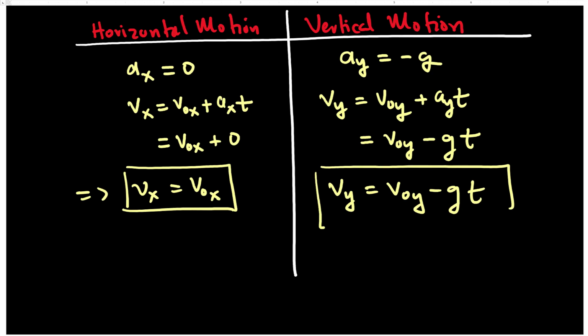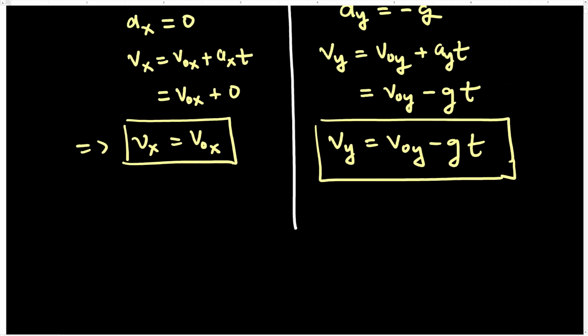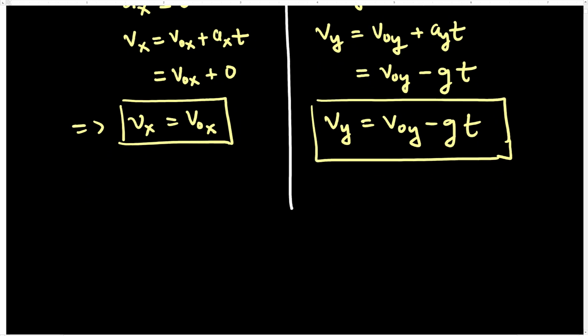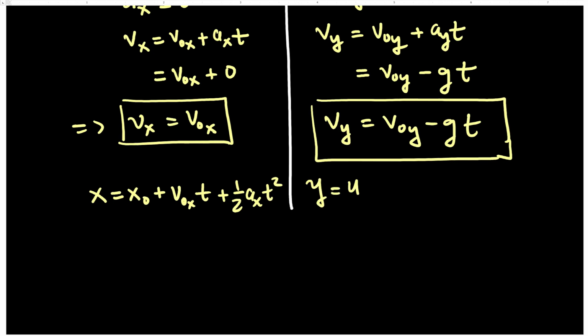What this tells you is that the vertical velocity actually decreases to 0 at maximum height and then increases uniformly. We will draw this later in a graph. Now, similarly, x will be equal to x naught plus voxt plus 1/2 ax t squared. Y will be equal to y naught plus voyt plus 1/2 ayt squared.